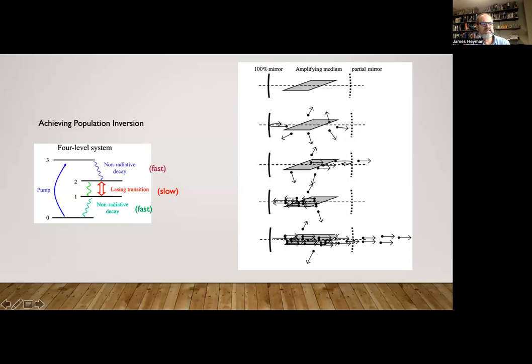And then we'll have a high light intensity in the laser, and we'll have a steady stream of photons coming out of the partial mirror. And that, at the most basic level, is how a laser works. I'm going to stop here, and then we'll pick up the story in the next video.